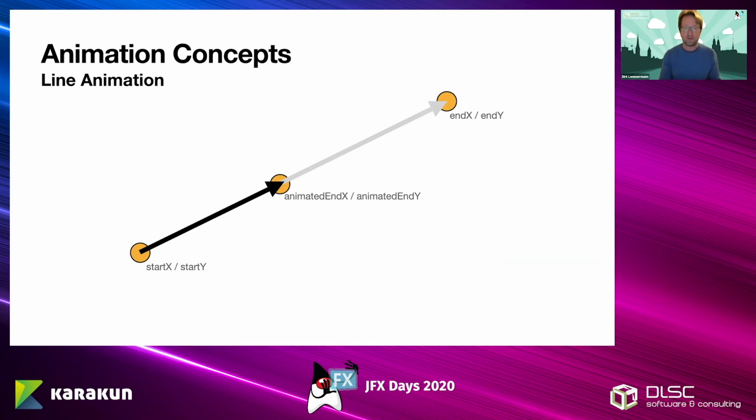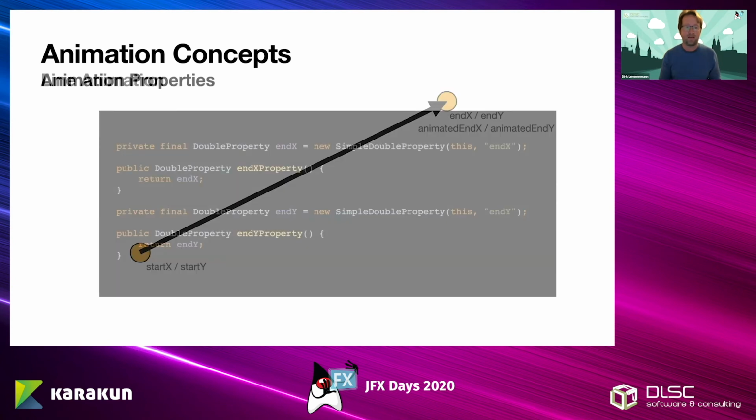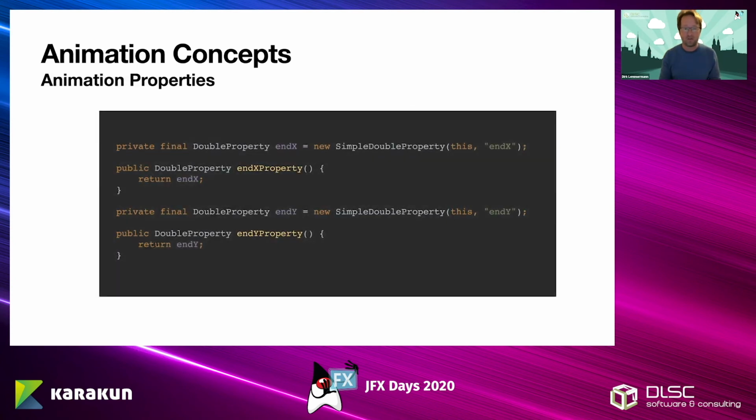So you have to introduce properties that will be animated by the timeline. In this case, there will be an animated end X and an animated end Y. And we are updating those properties, and that will give us the animation. And so I'm introducing these two additional properties, end X and Y, simple double properties.